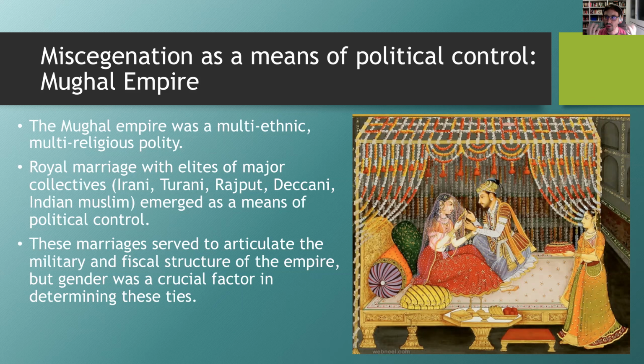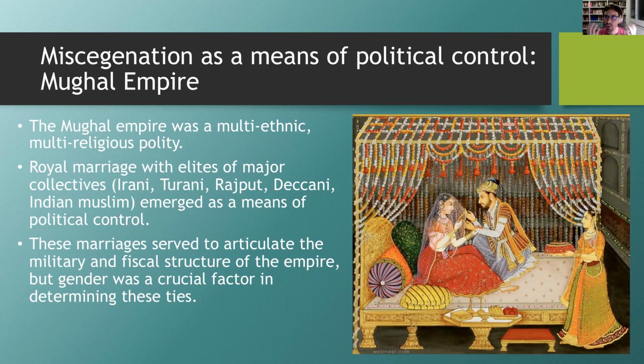So the word miscegenation in historical scholarship is quickly falling out of favor. In fact, I was struggling to find a different definition, and I'm sorry to say I couldn't find one. So I'm sticking to that, but with the caveat that it's not the nicest of terms to use. Okay, so let's look at how this concept of miscegenation was used as a means to political control in 3 different empires. So first, the Mughal Empire.